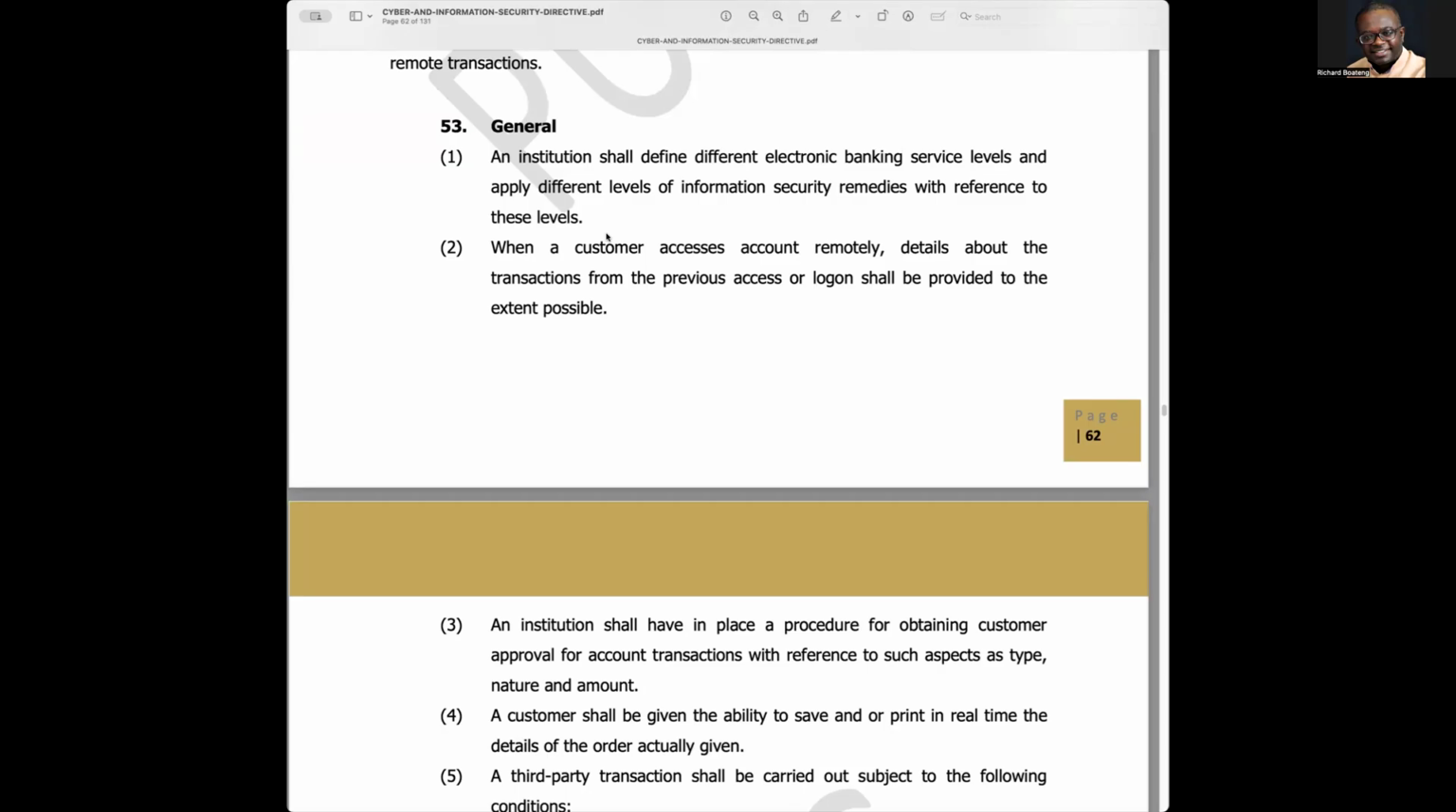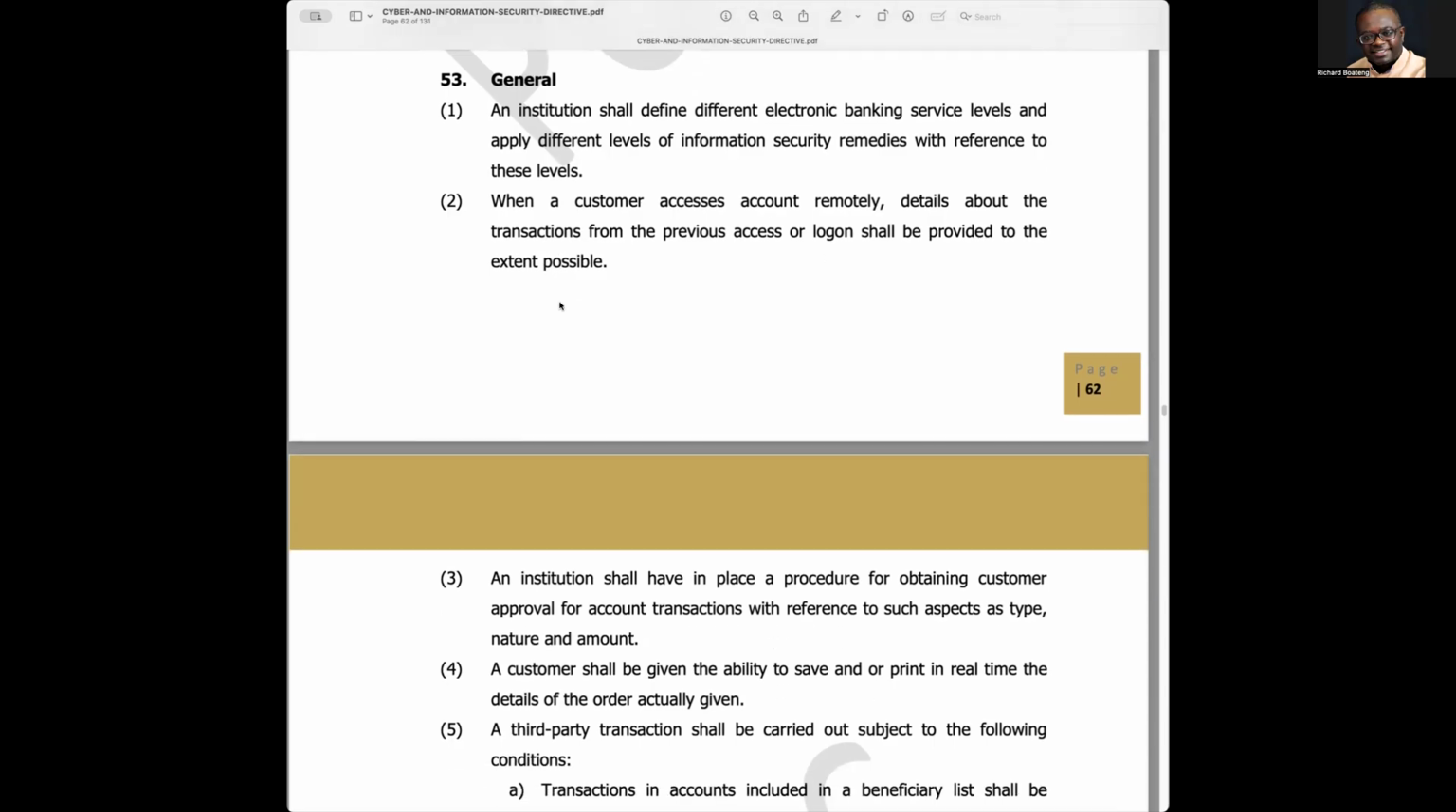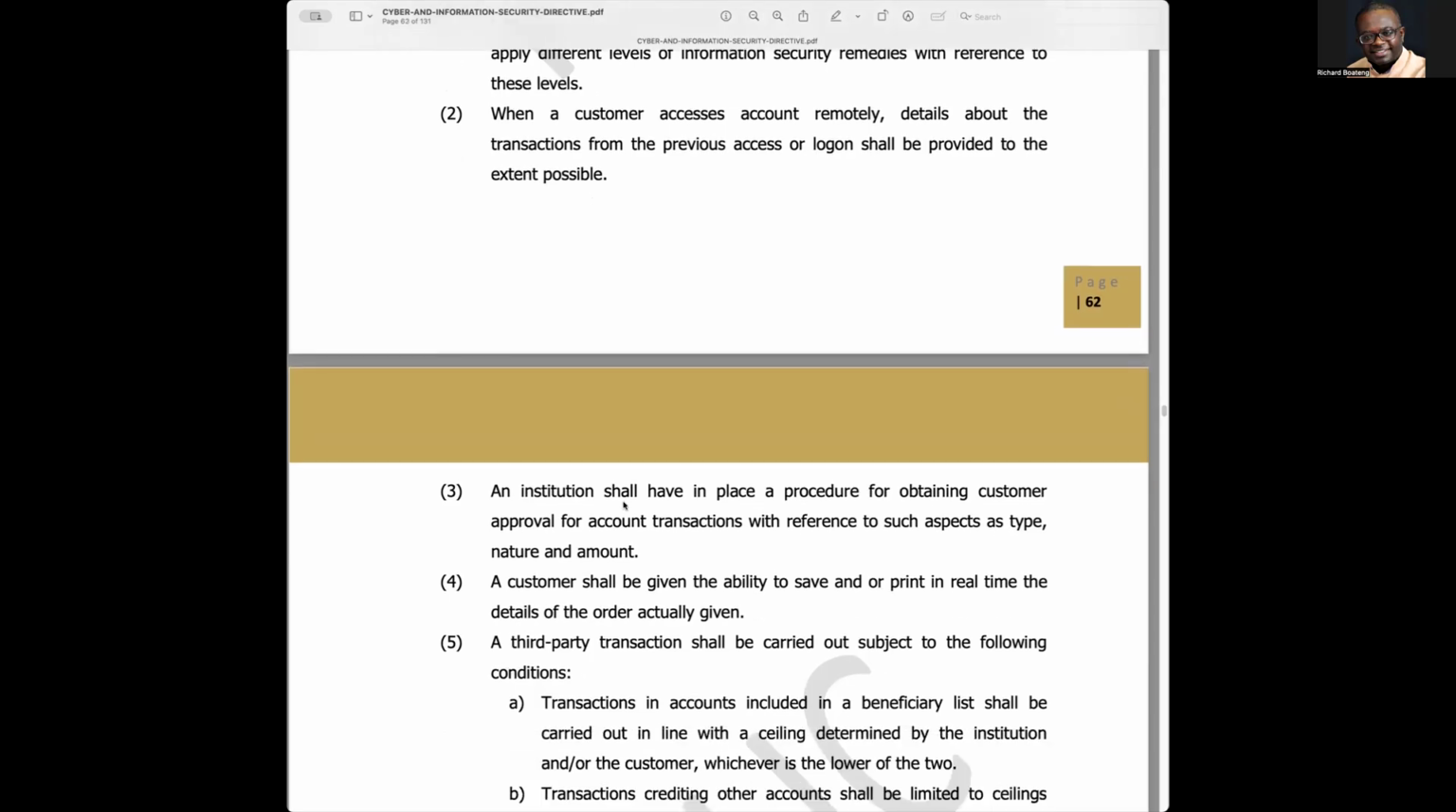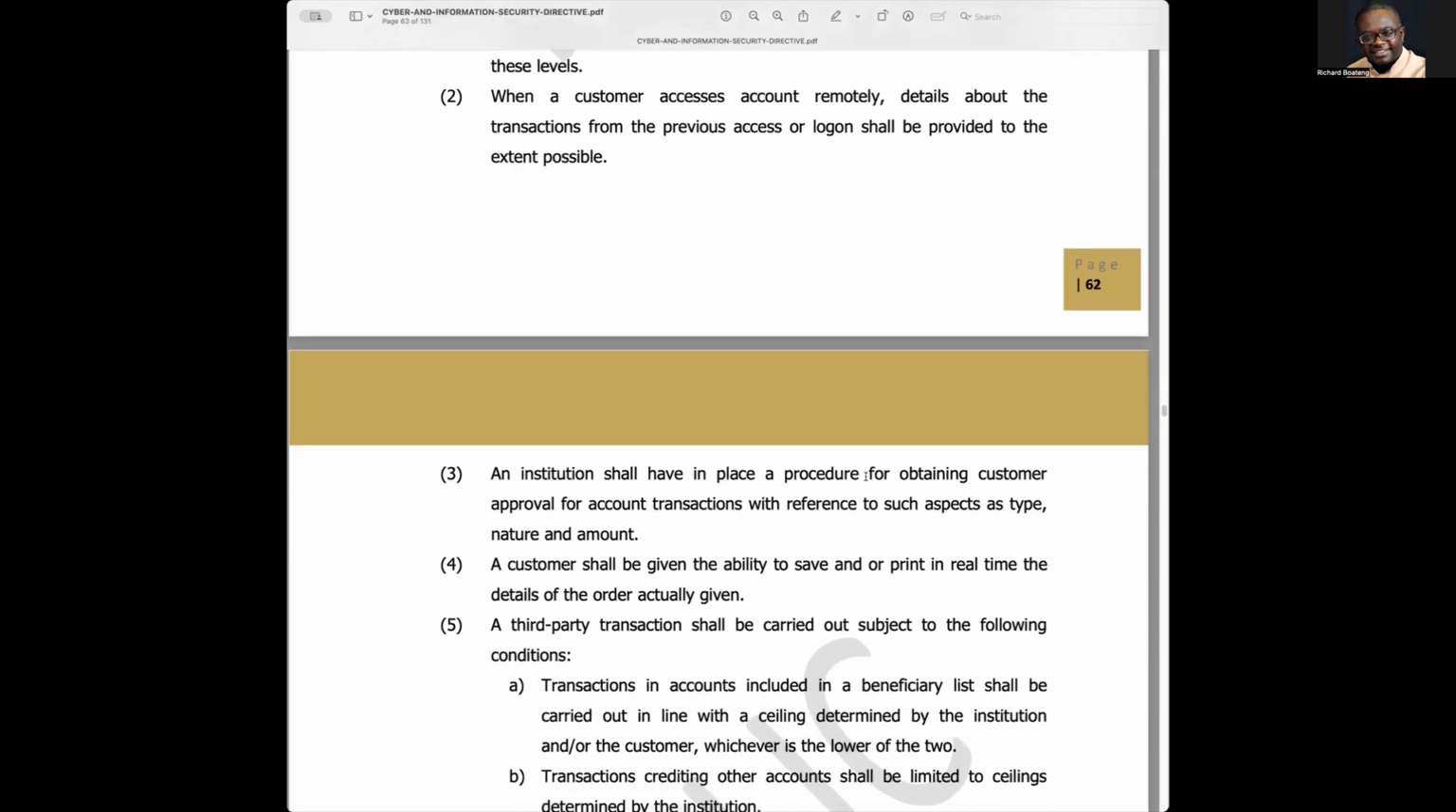I remember somebody asked a question. So Bank of Ghana as a regulator is giving you the directive for what you should do. When a customer accesses an account remotely, details about the transactions from previous access or log shall be provided to the extent possible. So these are the provisions you should implement. An institution shall have in place a procedure for obtaining customer approval for account transactions with reference to such aspects as type, nature and amount.